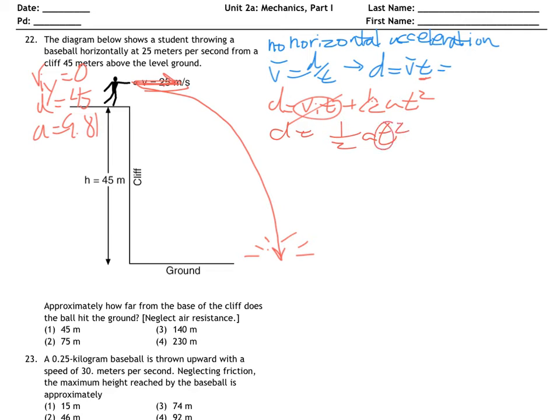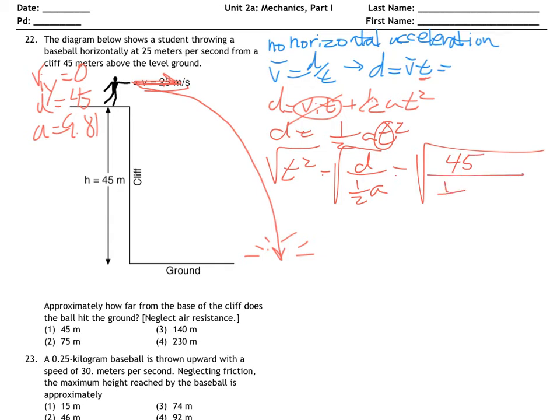I'm looking for t, so let's isolate t by dividing by 1/2 a on both sides, so that it says t squared equals d over 1/2 a. And I'll take the square root of both sides as well. So to find the time, I'm going to have the square root of the distance, which is 45, over 1/2 a, which is 9.81 in this case. Let's solve that, and that'll give us the time we need. Alright, I solved it, and I'm getting 3.03. I only get to keep 2 sig figs, so I will say 3 seconds.